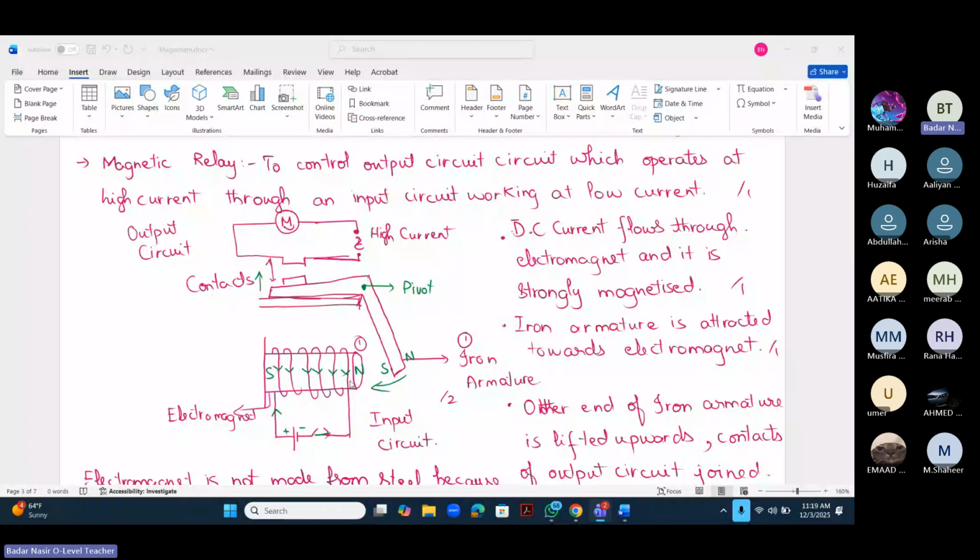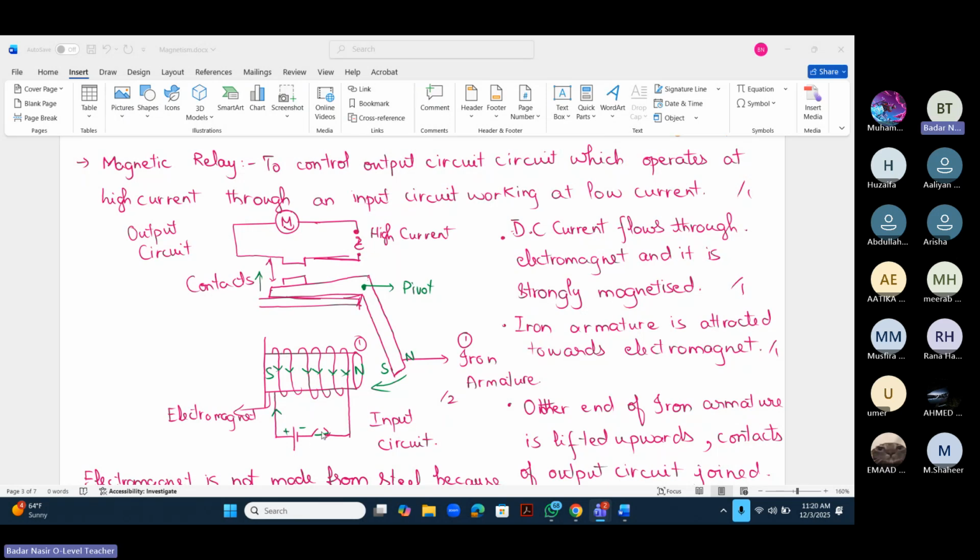Now what happens? Magnetic poles are induced at the edges. Achha, this is an iron armature which is pivoted at this point. इसका एक end जो है, it's hanging freely and the other end is laying on the top. Now, when the magnetic poles are induced on the electromagnet. It attracts the iron armature. The other end of the armature is lifted up, and these contacts will join, and the path for the output current is complete, and this motor will start working.